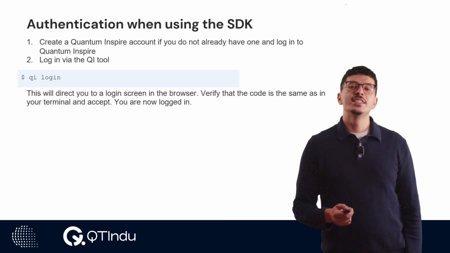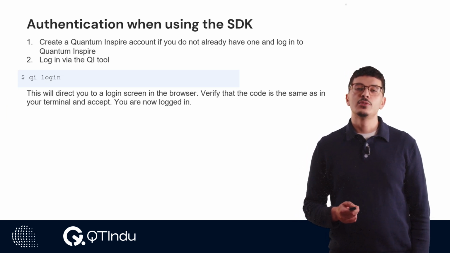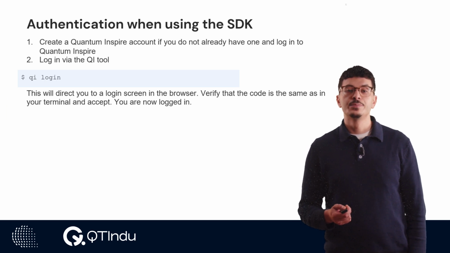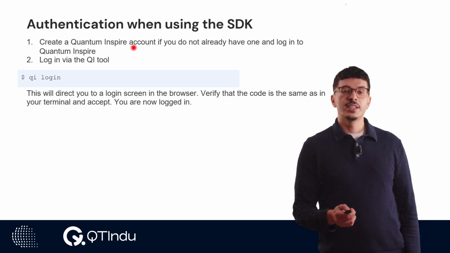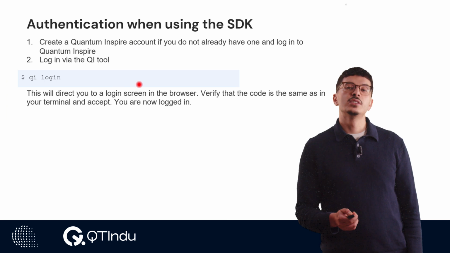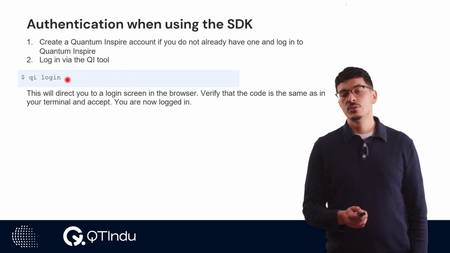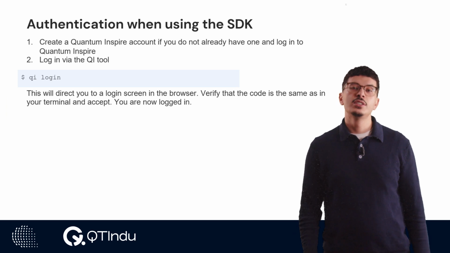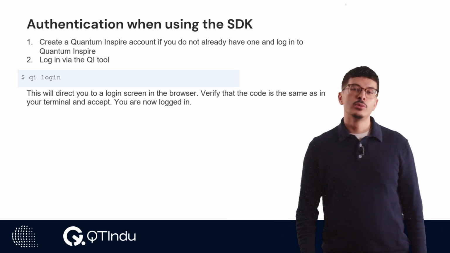To make use of the SDKs, you have to be authenticated on our platform. To do this, go to quantum-inspire.com and create an account. So once you have this account, you can use the QI tool installed in the previous step to log in. To do this, simply run qi login. This will redirect you to a login screen, and you will be redirected back to your terminal once you're logged in.